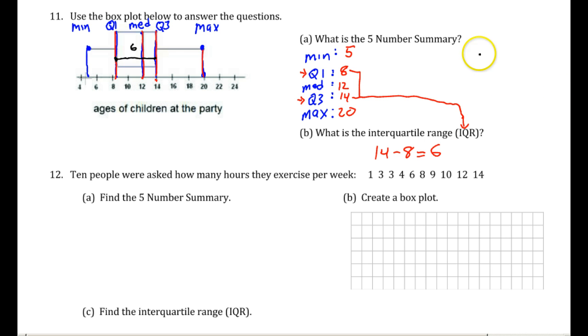And the regular range, which doesn't ask you here, but just to review, the regular range is from the min to the max. So that would be 20 minus 5, which is 15. If they ask you, max minus min. Okay.